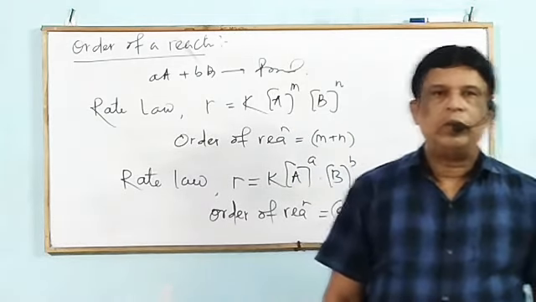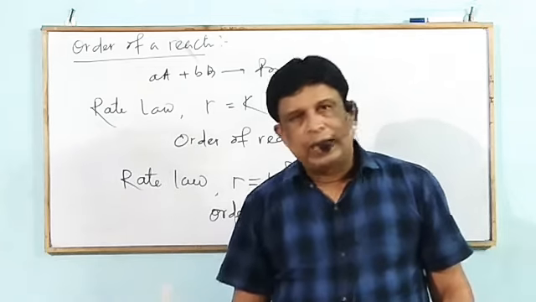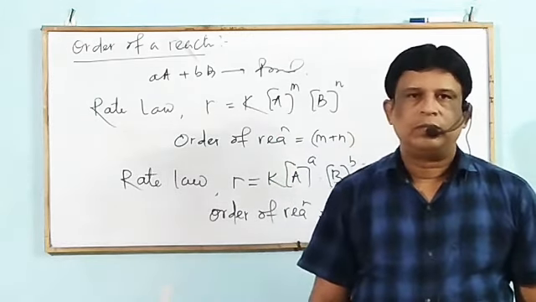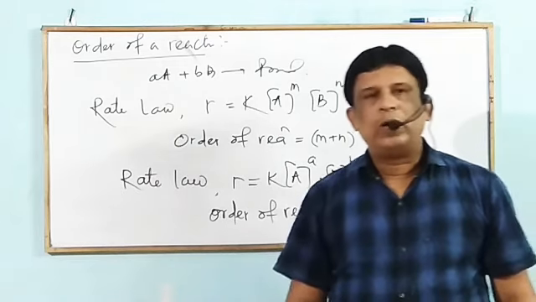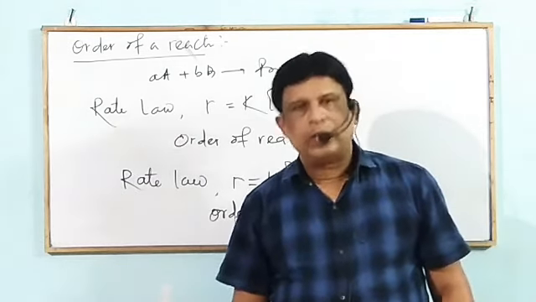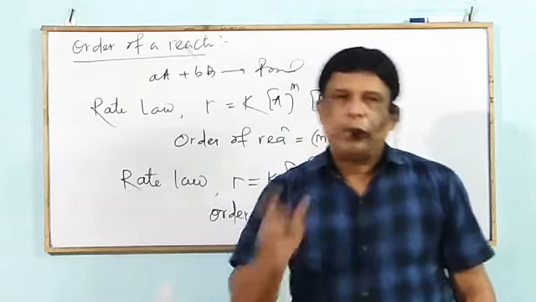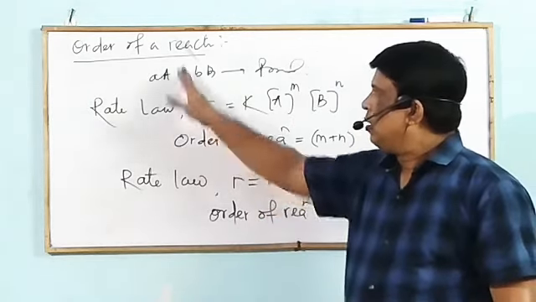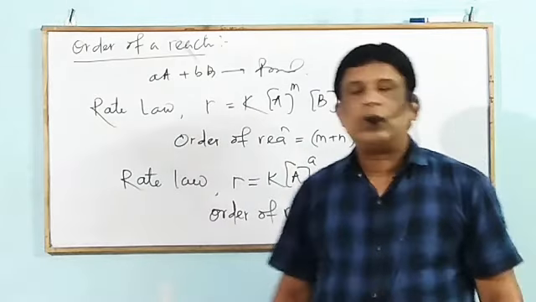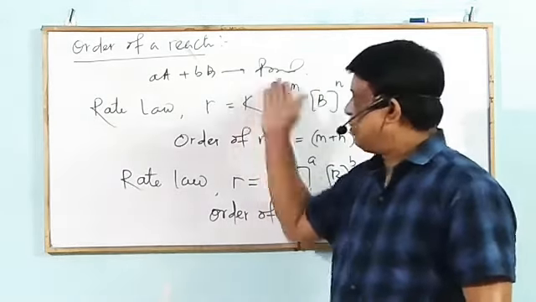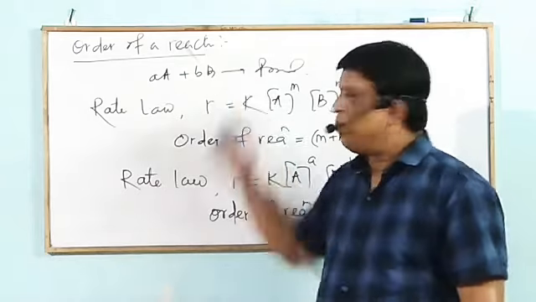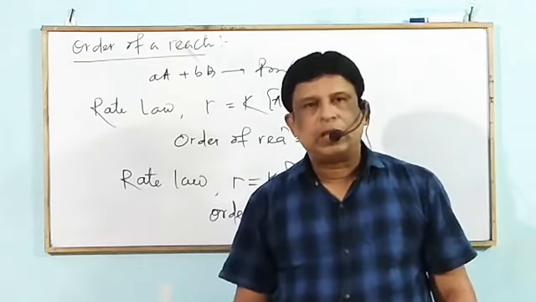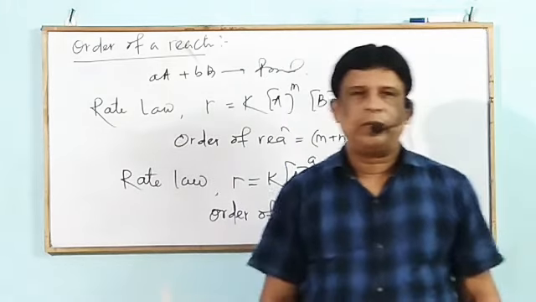This value may be positive, may be negative, may be zero or may be fraction. Its value depends upon temperature. For a particular reaction at a particular temperature, we calculate the order not simply by seeing the rate expression or the balanced chemical reaction, because, I repeat again, it is based upon experimental phenomena.